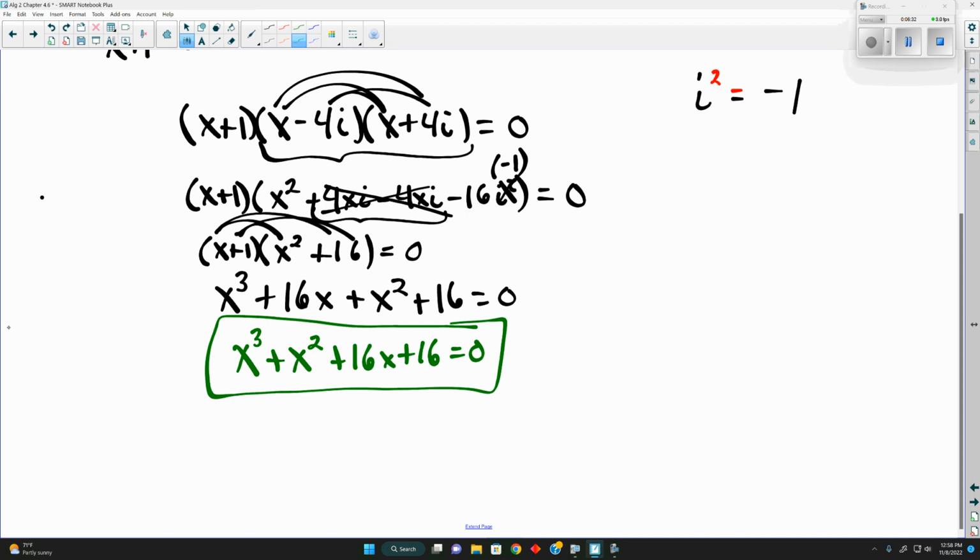Now these here, for the most part, aren't that bad. It's just getting the zeros set up and then just taking the time to multiply them together.